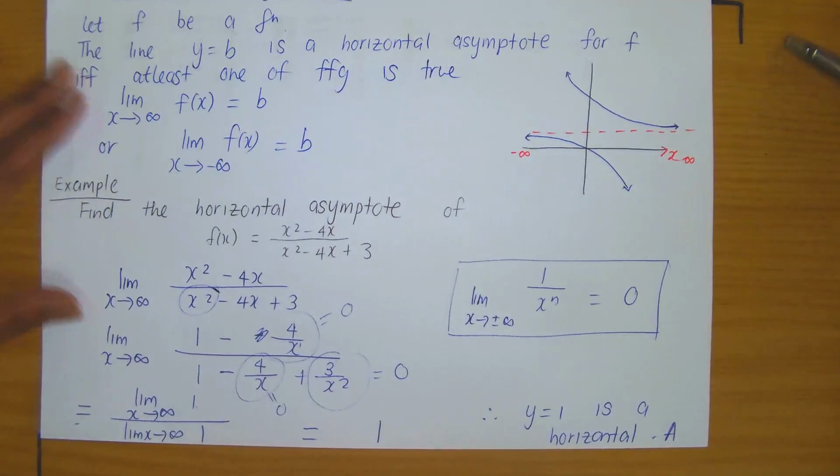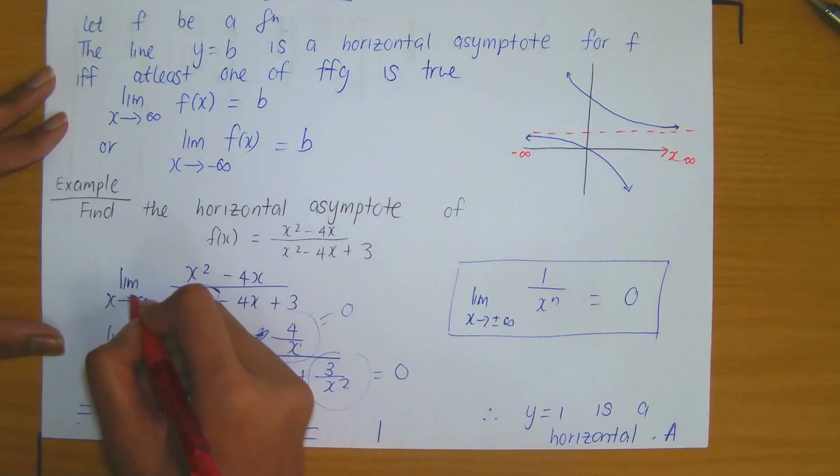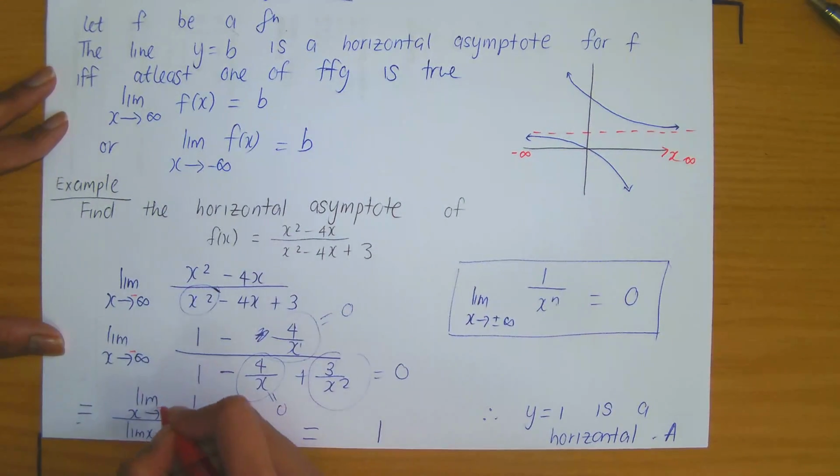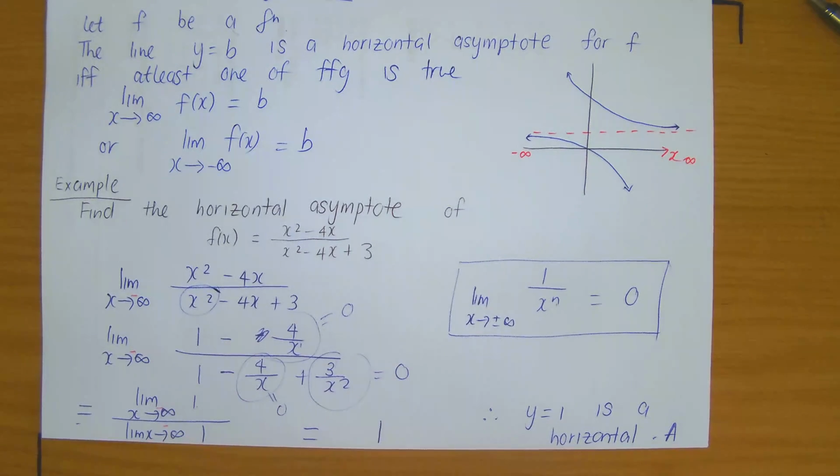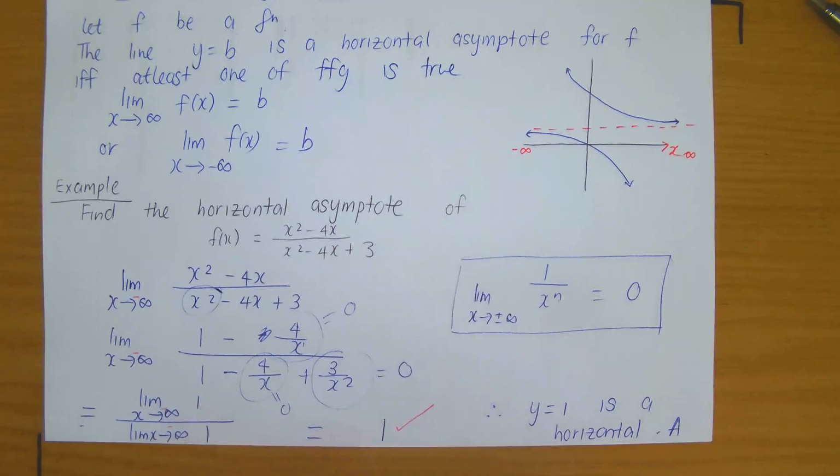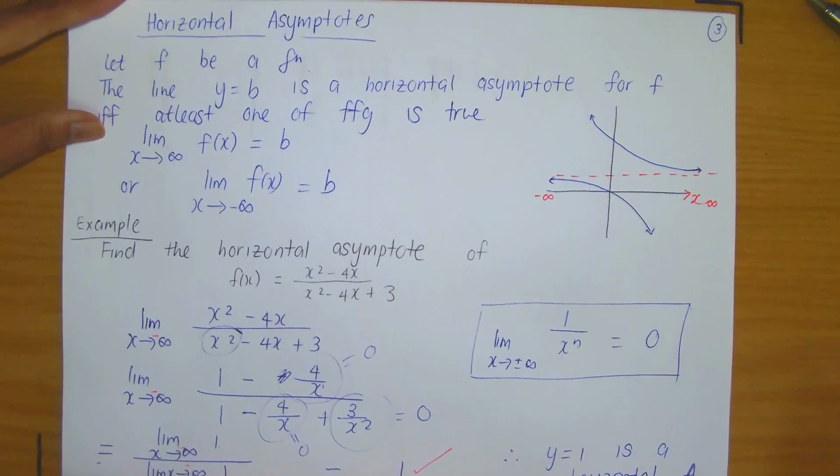Now observe that similarly, if I were to replace this by negatives in the limit, so if this was the limit as x approached negative infinity, I would still arrive at the same answer. So once again, y equals 1 is indeed a horizontal asymptote.